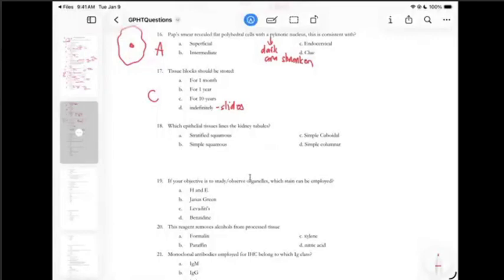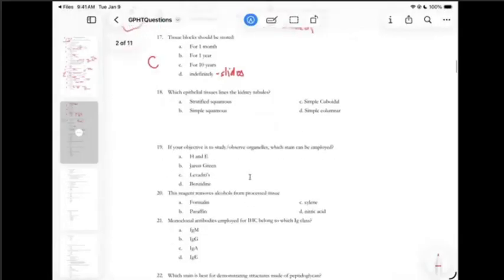For number 18, which epithelial tissue lines the kidney tubules? The kidney tubules are responsible for secretion and reabsorption, and this would be lined by simple cuboidal epithelium.